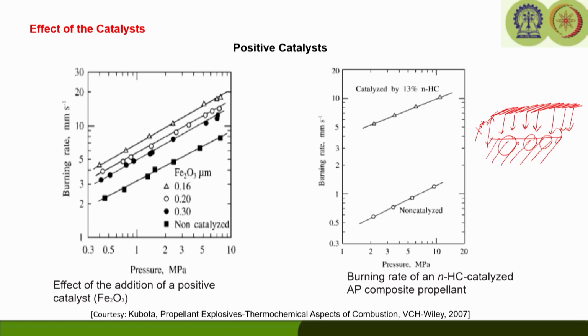If you put some kind of catalyst, the reaction rate in the gas phase is going to be enhanced by the addition of the catalyst. Now, this catalyst will act on the decomposition reactions of the condensed phase or on the reactions of the gas phase, the gaseous decomposition products. As I said, there are two types of catalyst: a positive catalyst that can increase the burn rate, whereas a negative catalyst will decrease the burn rate.